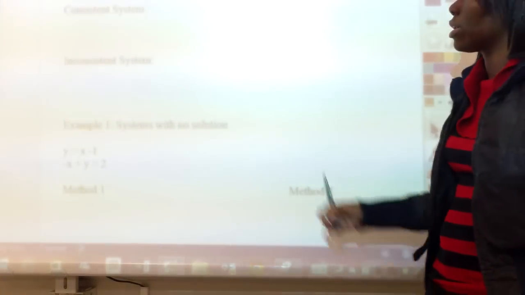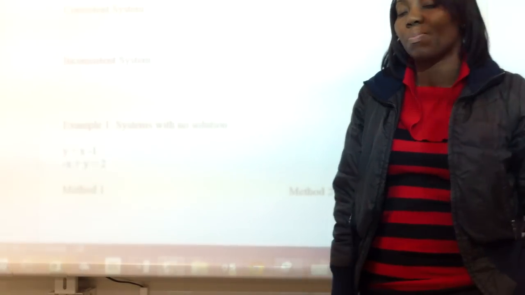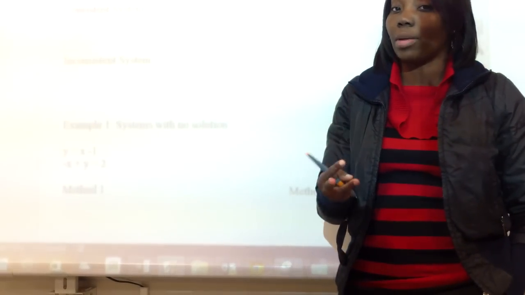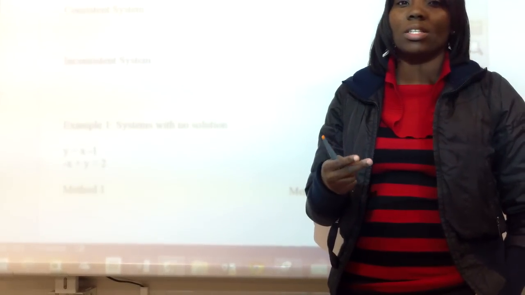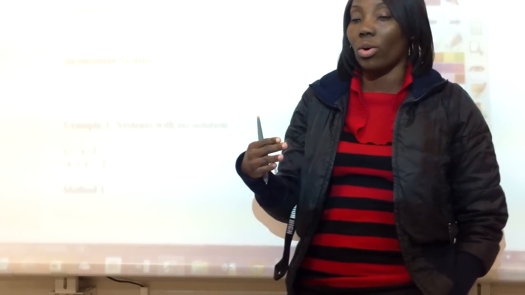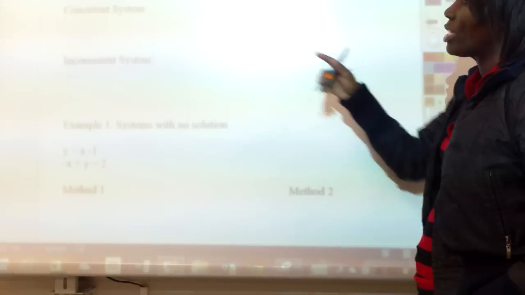All right, today we're looking at 6-4, which is special systems. And so we've done the substitution, graphing, and elimination method. And so now we're just looking at how to classify some of the systems. Some of them fall into certain categories. There are two types of systems.